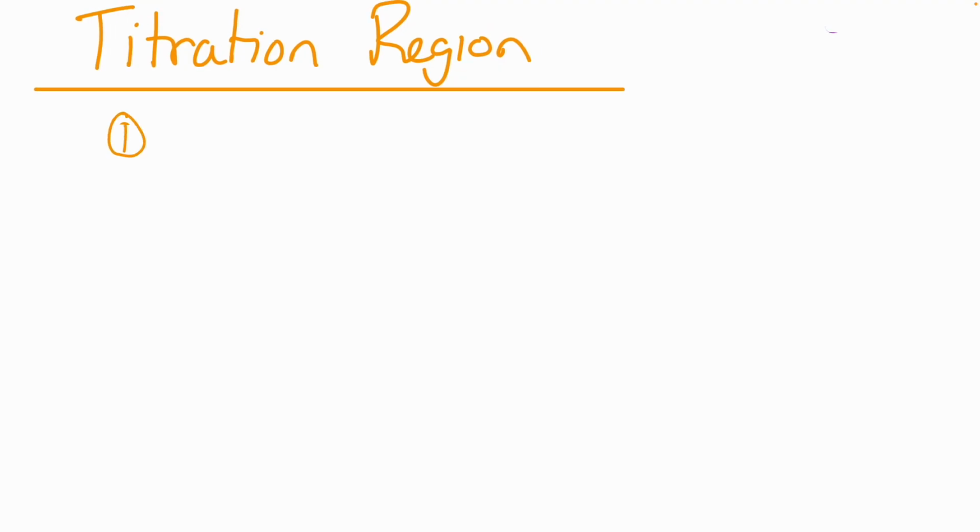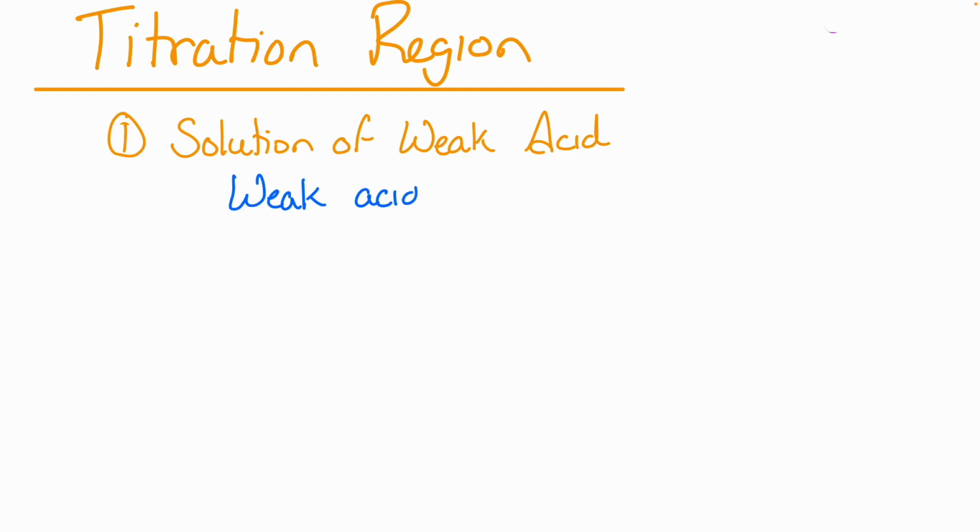All right, so in the first region here, we have a solution of weak acid, meaning we're going to need to do a weak acid pH calculation, which is not as easy as our strong acid pH calculations. Remember, with weak acids we have to treat it as an equilibrium problem. Okay, so let's do an example from region 1 here.